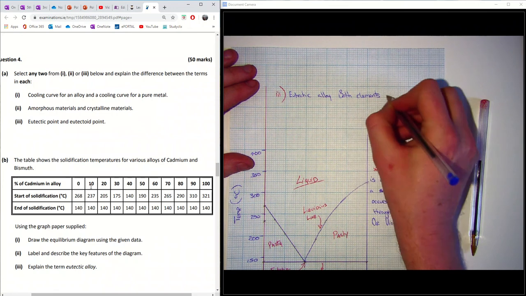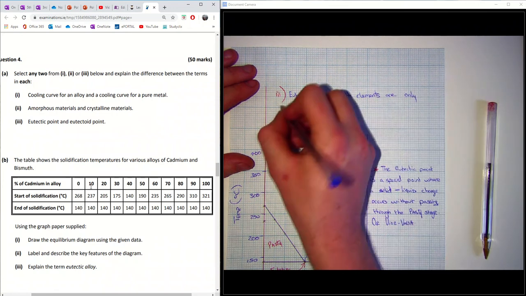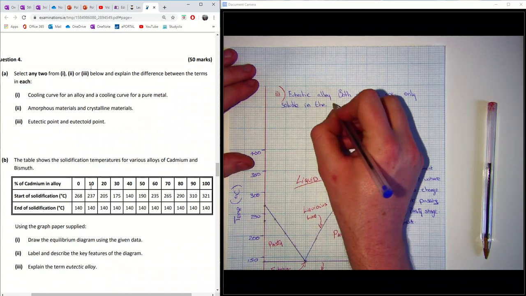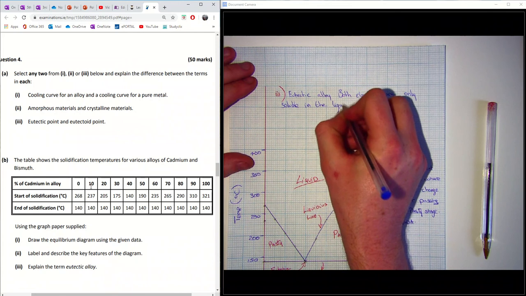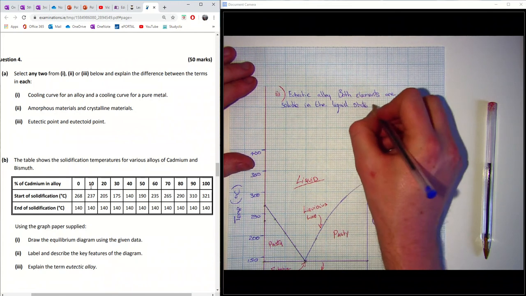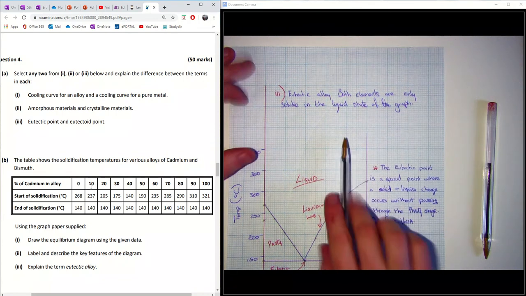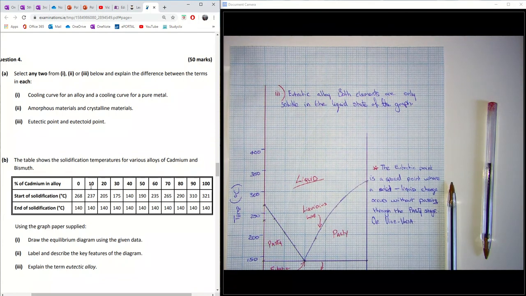both elements are only soluble in the liquid state of the diagram. So in solid solution alloys, both materials are soluble in both the liquid and solid state, while in the eutectic alloys, the elements are only soluble in the liquid state and are insoluble in the solid state.